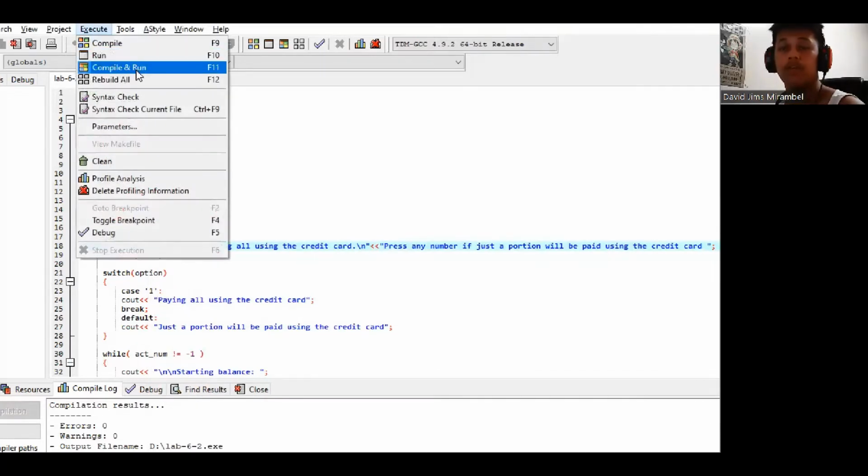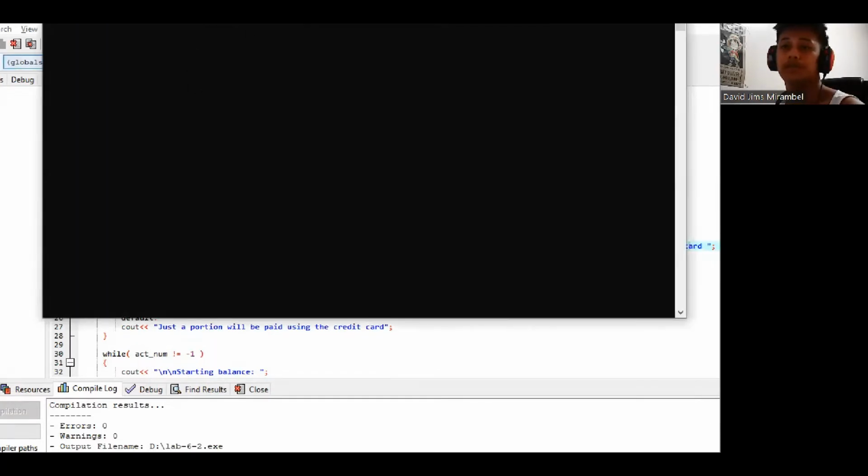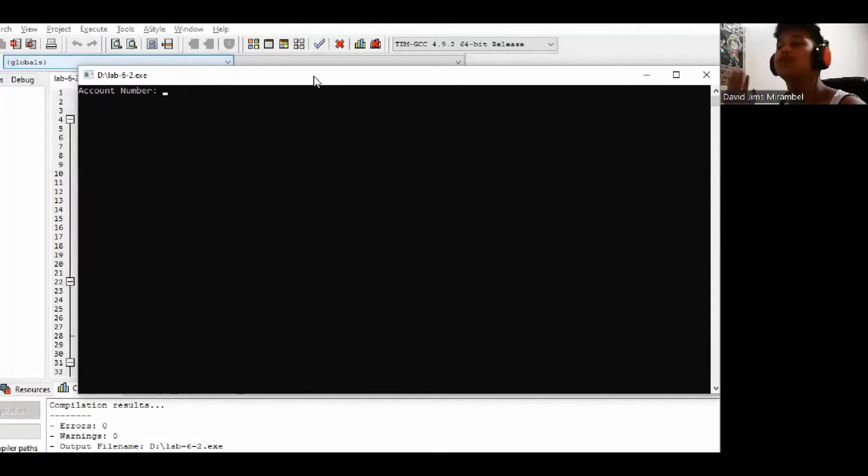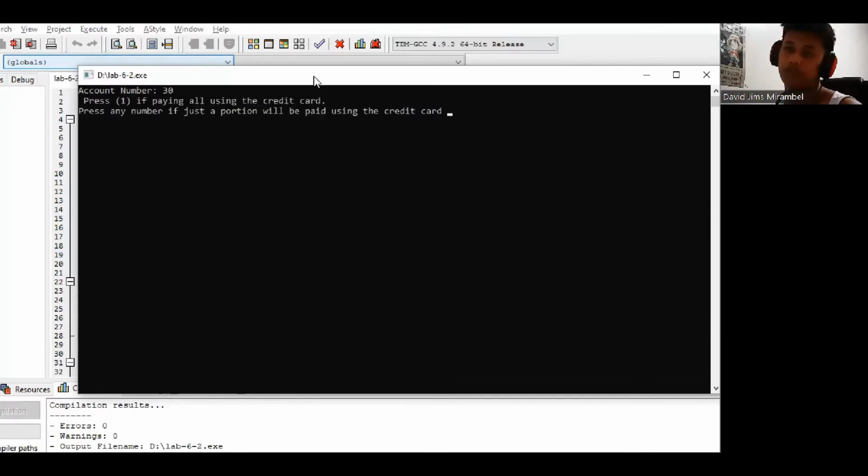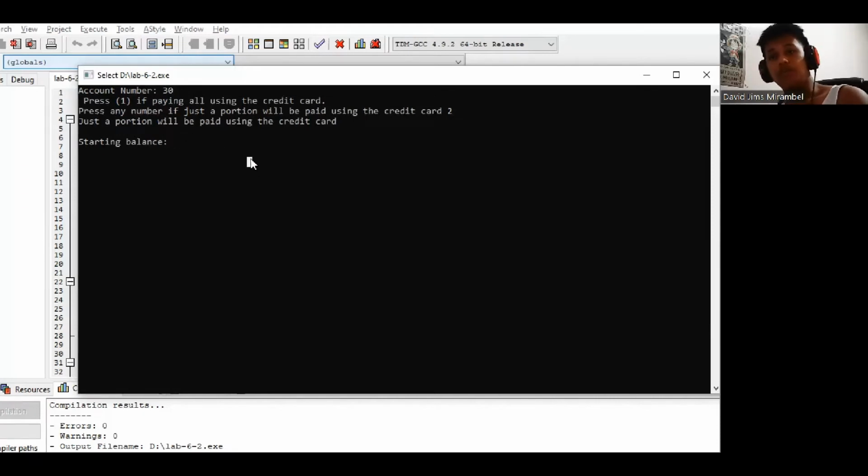And what if we plug in some other number? Otherwise, if you press any number other than 1, the code will take you to another option, which is a portion will be paid using the credit card. So other than 1, let's try 2. You can see the result here is that just a portion will be paid using the credit card.